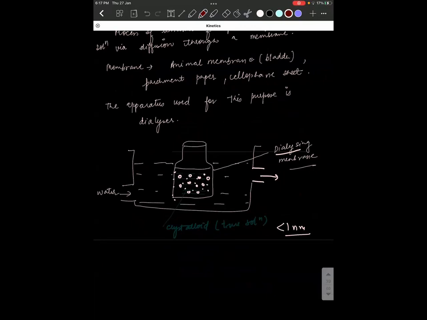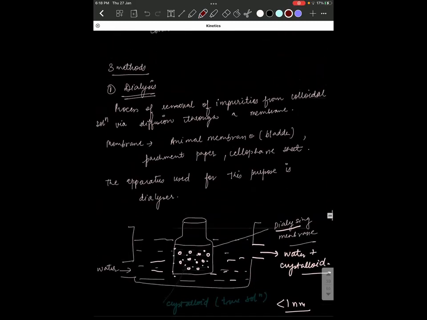Can true solution come out of these holes if the size is the same? Yes, ma'am. So true solution particles will come out of these holes and dissolve in the water that is outside in the big beaker. After they are dissolving in water, we have an outlet where we will be getting water plus the crystalloid particles, or the true solution particles. And in the beaker, what will be left? We will be left with only colloidal particles. Understood? What is the phenomenon happening for this dialysis?